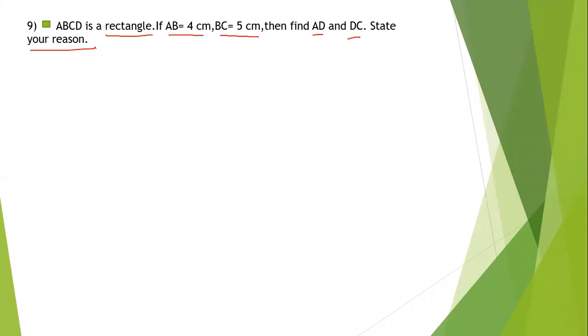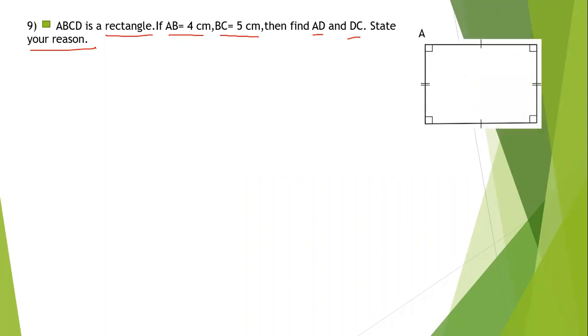So to understand it more nicely, let us take the help of a figure. Here you can see a rectangle, and the name of the rectangle is rectangle ABCD. Here AB is given as 4, so I'm writing 4 over here. And the next is BC equal to 5, so I'm writing BC as 5. And what we need to find? We need to find AD, means this, and DC.